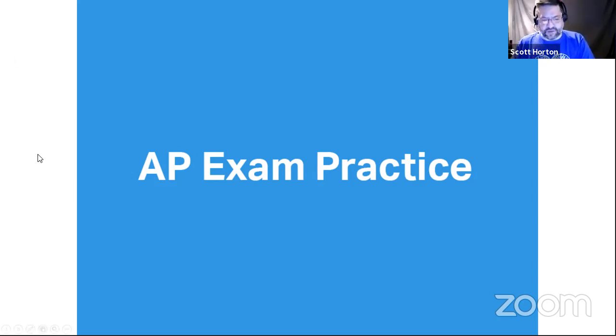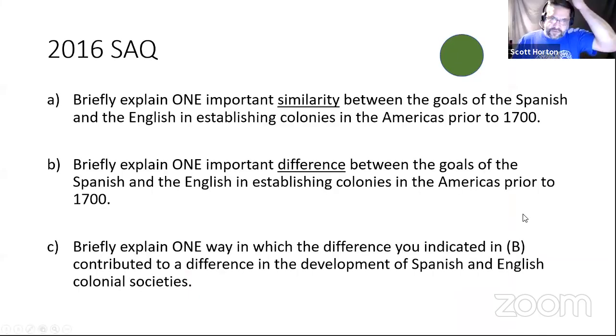This is an old short answer question from a while ago. And we'll just give you about 40 seconds, 50 seconds to think about, based on what I just reviewed with you here, the 3 different parts of this. Explain one important similarity between the goals of the Spanish and the English. Explain one important difference between the goals of the Spanish and the English. Notice goals, that's an important part of that. And briefly explain one way in which the difference you indicated in B contributed to a difference in the development of their society. So how did that difference lead to different societies? So with this, the timer started here for you.